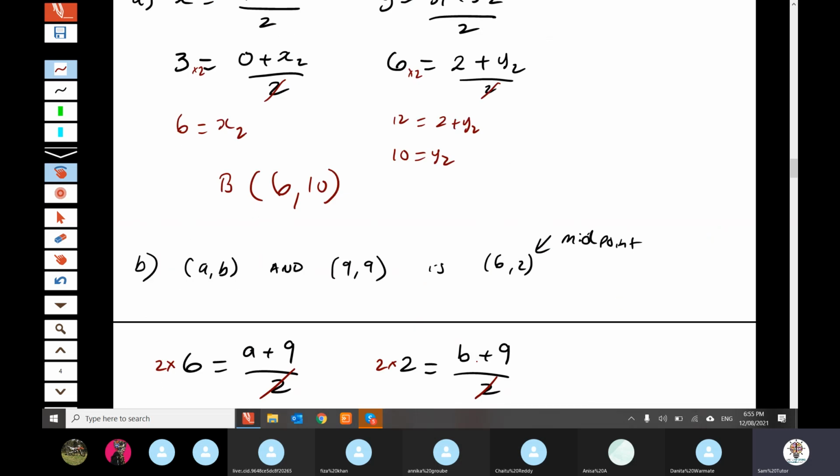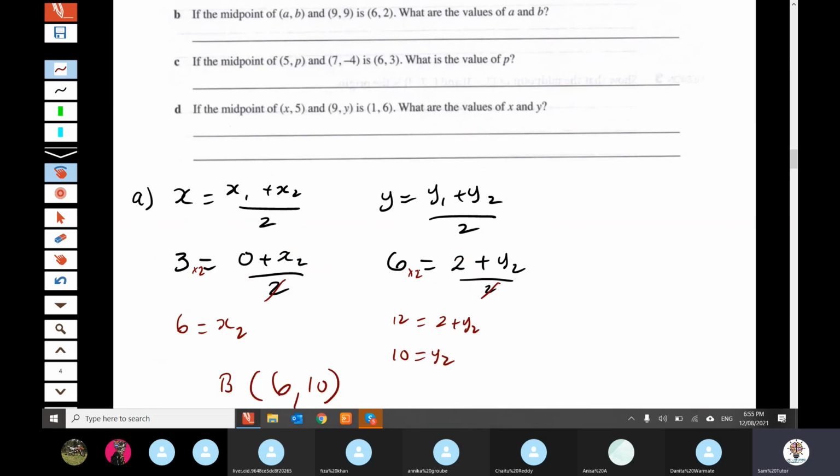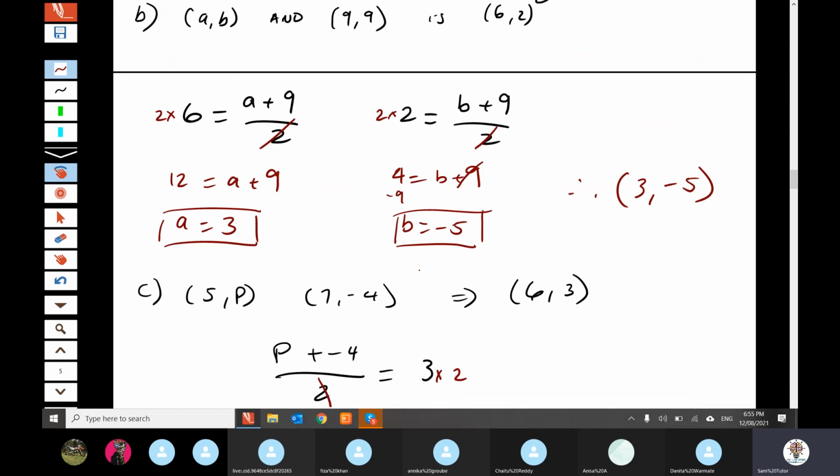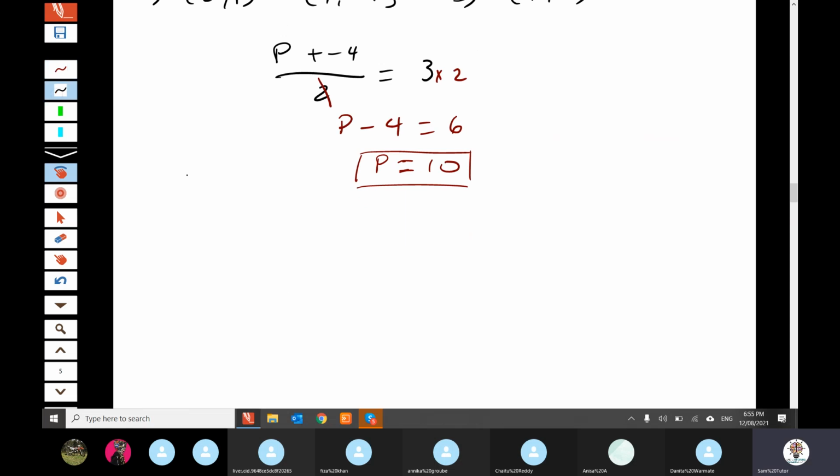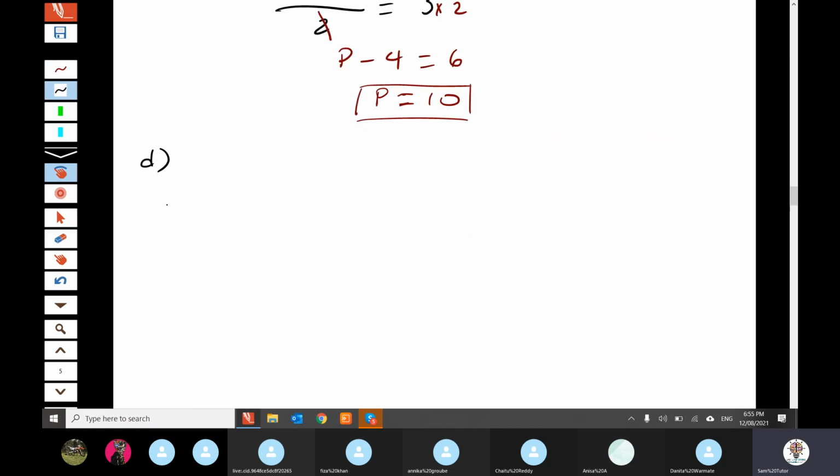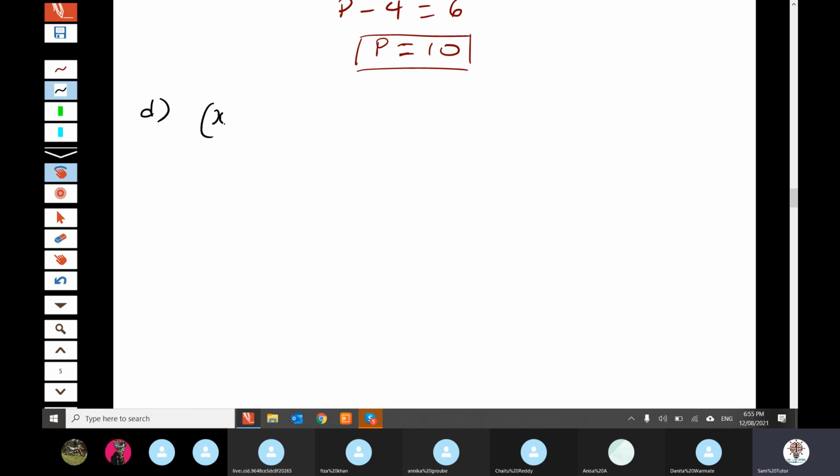And lucky last one, I guess. D, if the midpoint of x, 5 and 9, y is 1, 6. Let's have a look. I might just give it to you guys for a minute. Just try it out. x1 plus x2 divided by 2 is 1. y1 plus y2 divided by 2 is 6. Try to see if you can solve it real quick.